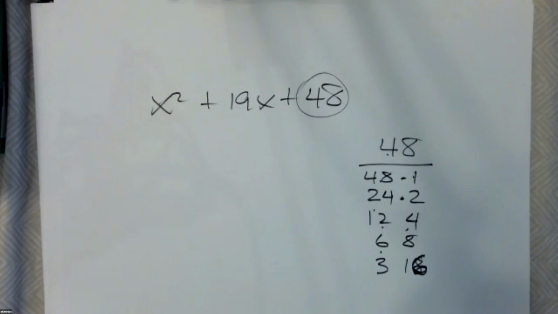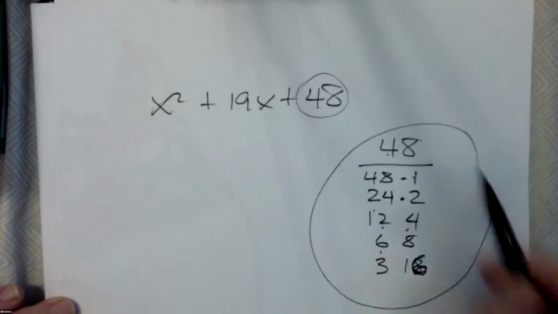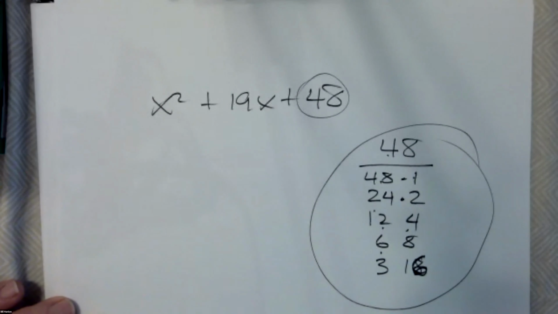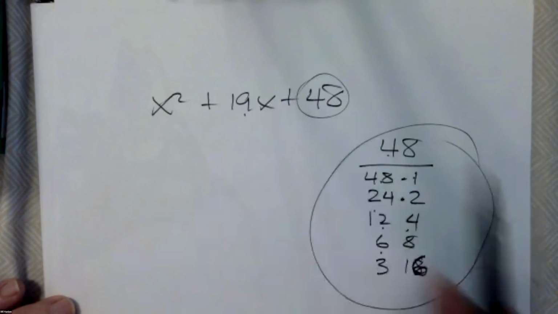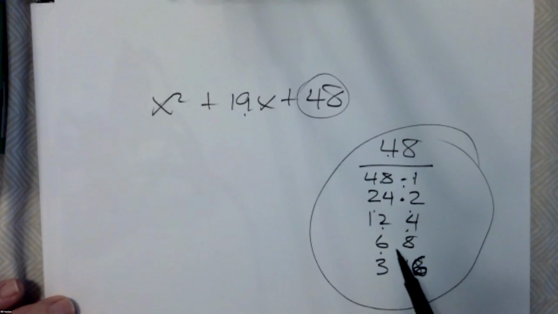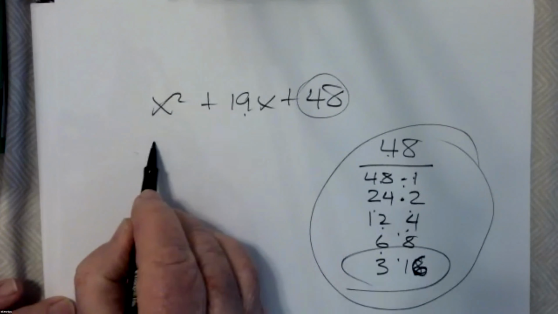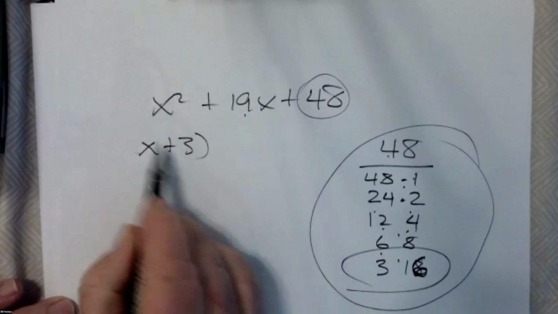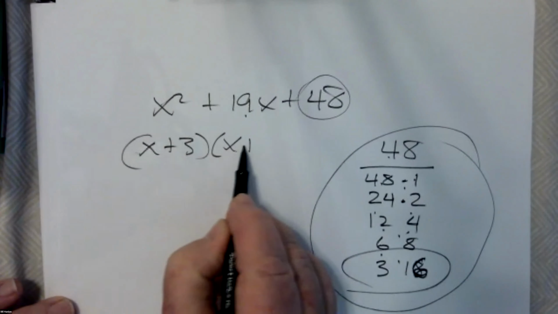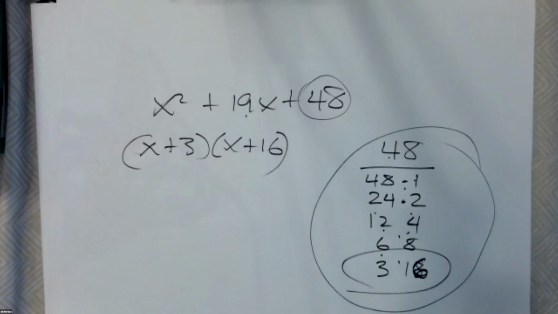Now, in terms of algebra, if you write down all those factors, you say which ones of these add up to 19. 3 plus 16 is 19. So this is the factor of x plus 3 times x plus 16. So using prime factorization helps you get that.